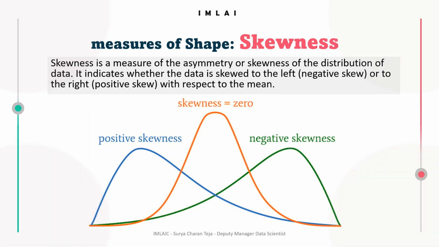Whichever side is distorted, that's the side we name the skewness after. If it is negative skewness, the negative side got distorted. If it is positive skewness, the positive side got distorted. Okay, let's take one example, and then we will understand skewness with that example.